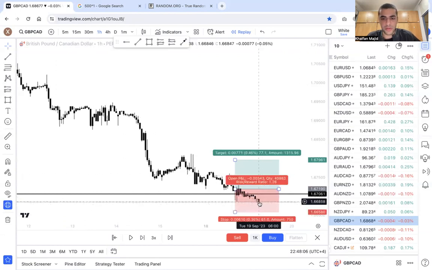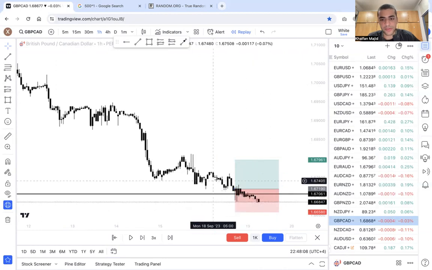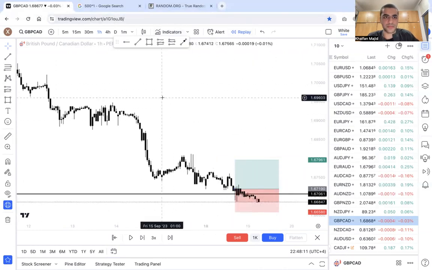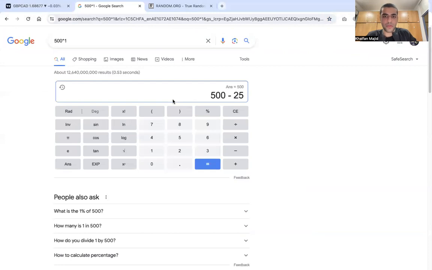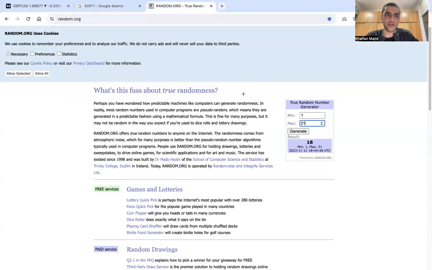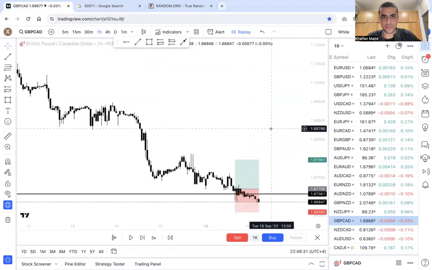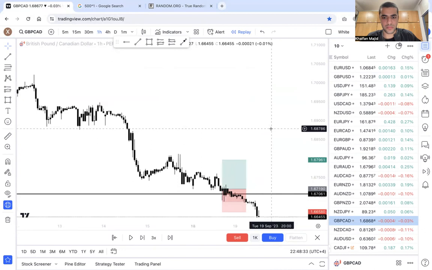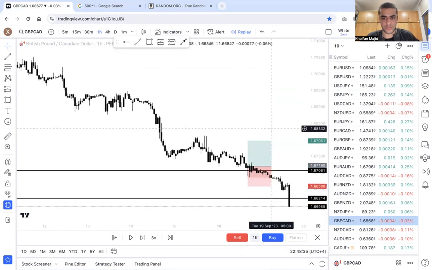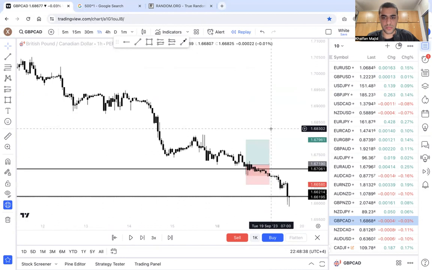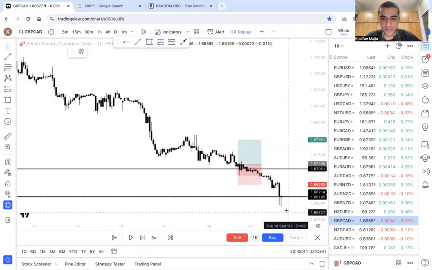Okay, I think we closed and we're maybe in the middle of the zone, so negative 25%. Negative 25%, 375. Yeah, I went too fast, but who cares?